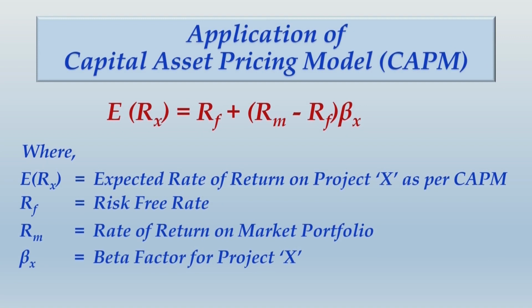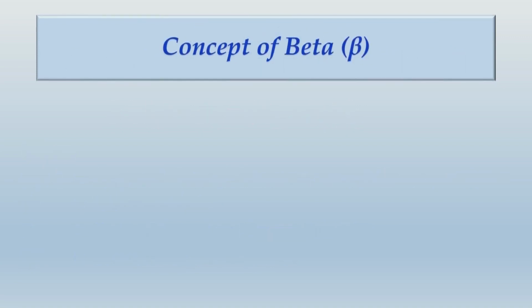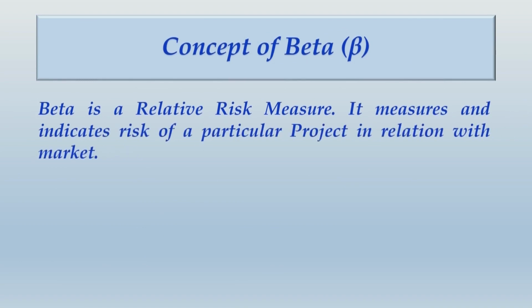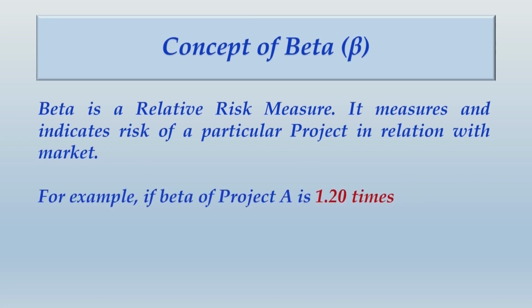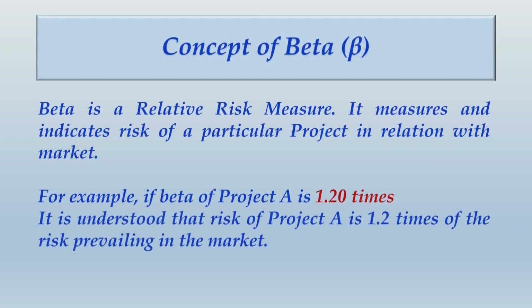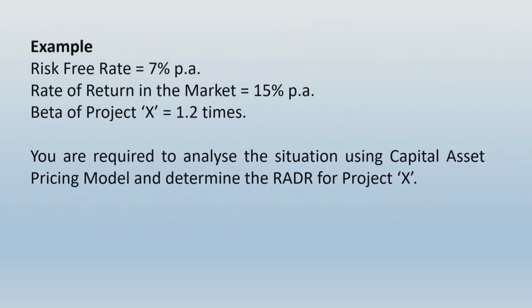So let us move ahead and write up the meaning of beta. Beta is a relative risk measure. It measures and indicates risk of a particular project in relation with market. For example, if beta of project A is 1.2 times, it is understood that risk of project A is 1.2 times the risk prevailing in the market. Let us move ahead and write up an example. In this example, what is given? Risk-free rate is 7% per annum. Rate of return in the market is 15% per annum.